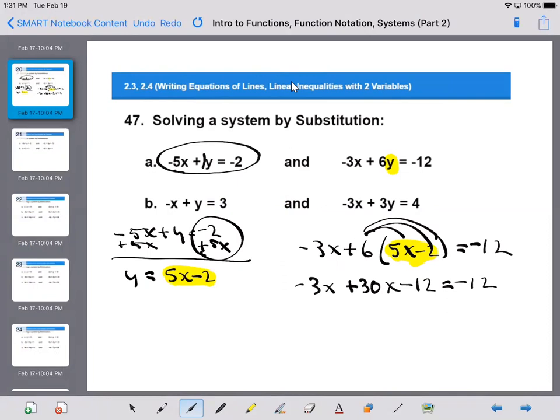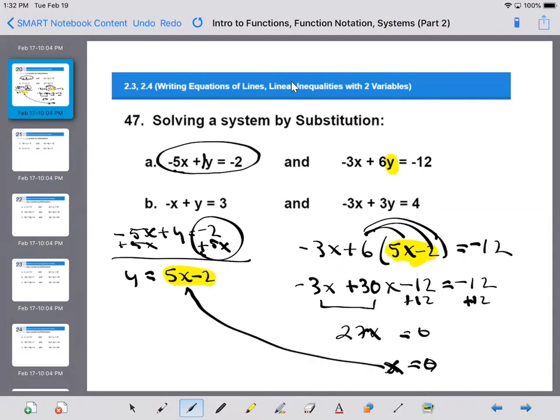So this will combine to give me 27x. And when I add 12 over here, looks like I'm going to get 0. So x would be 0. And then when I substitute 0 over here, I'm going to get 5 times 0 minus 2. y equals negative 2. So 0, negative 2 would be the solution to the system.